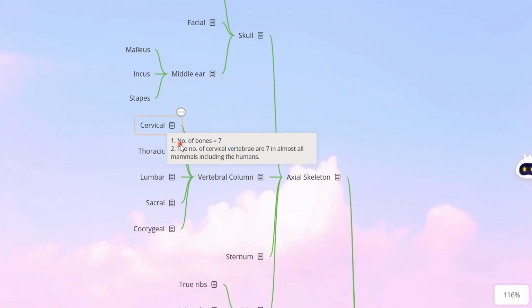But the fact is that, as you have read here, the number of cervical vertebrae is 7 in almost all mammals, including humans. As you know, giraffes are mammals. Its cervical vertebrae are also 7 only, but each cervical vertebra is quite bigger compared to us humans, but still they have only 7 cervical vertebrae.